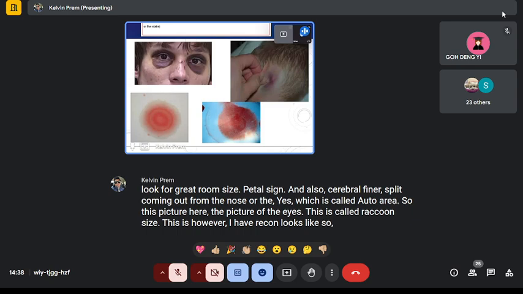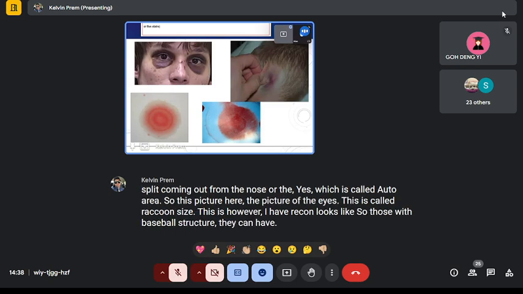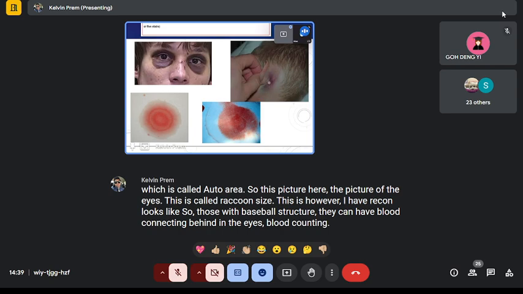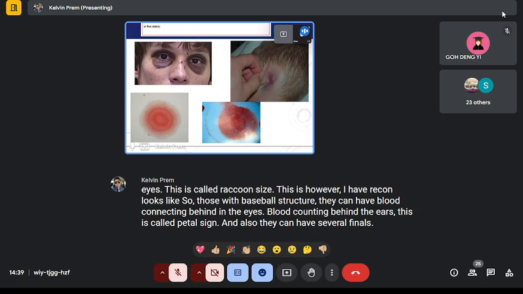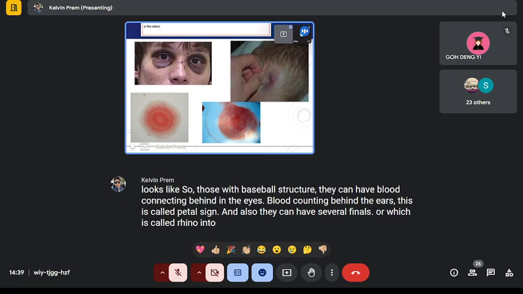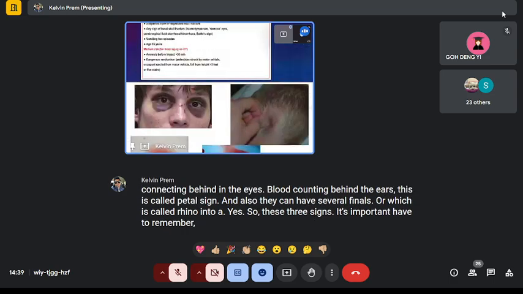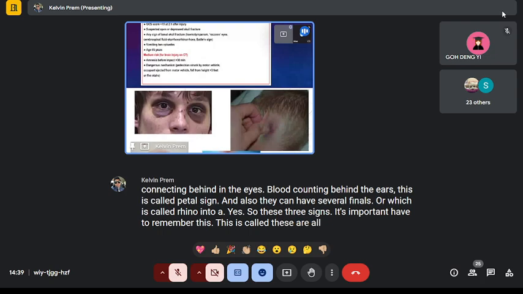So those with basal skull fracture can have blood collecting behind the eyes, and blood collecting behind the ears. This is called Battle sign. They can also have cerebrospinal fluid leaking out through their nose, which is called rhinorrhea, and through their ears, otorrhea. So these three signs are important. You have to remember this. These are all signs of basal skull fracture.